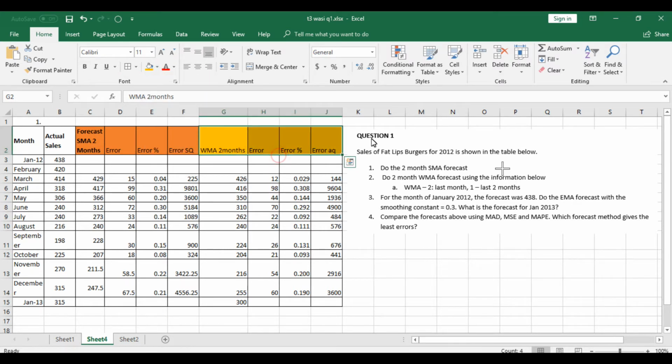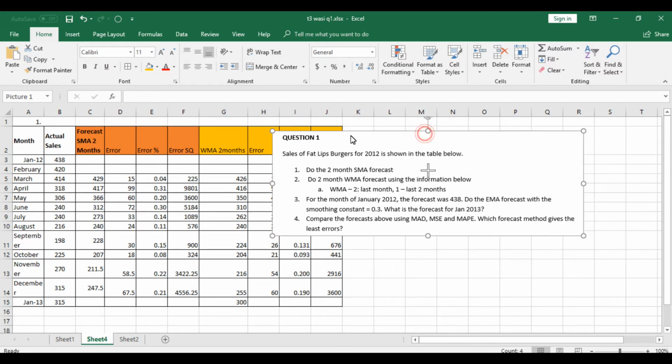So next is the question asking point 3. For the month of January 2012, the forecast was 438. Do the EMA forecast with the smoothing constant equal to 0.3, which is alpha. What is the forecast for January 2013? So we have to find until January 2013.